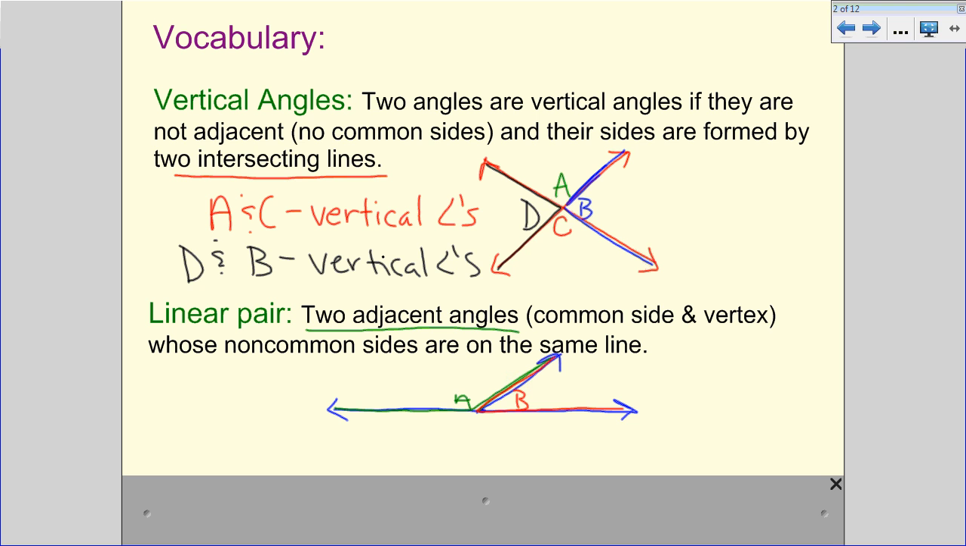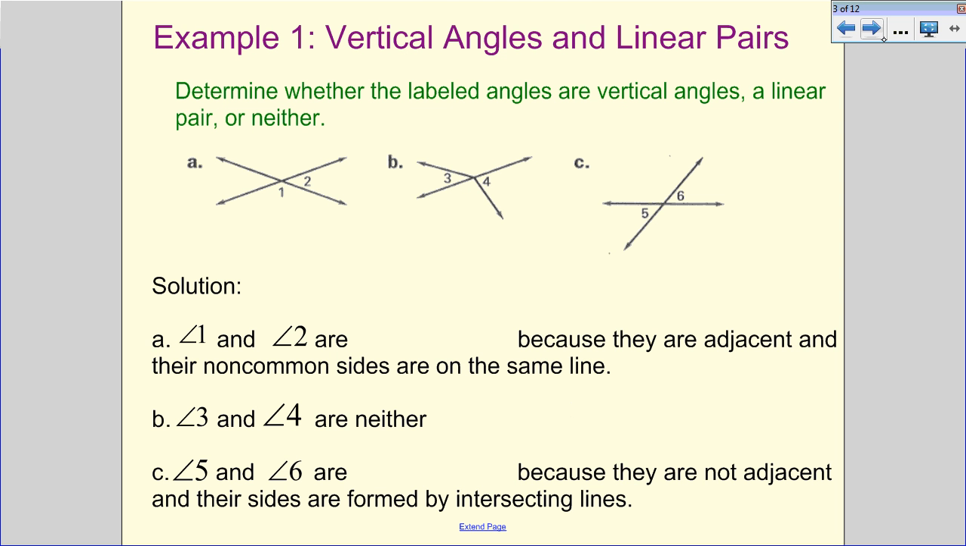So notice they are adjacent. They have this common side here, this red and green side. They have a common vertex. And then the other two sides, these sides, are all on a straight line. So I think of linear pairs as making a line. That is what our linear pairs do. There are two angles, and only two angles. They have to be adjacent, so they have to have this common side and common vertex to make a straight line.